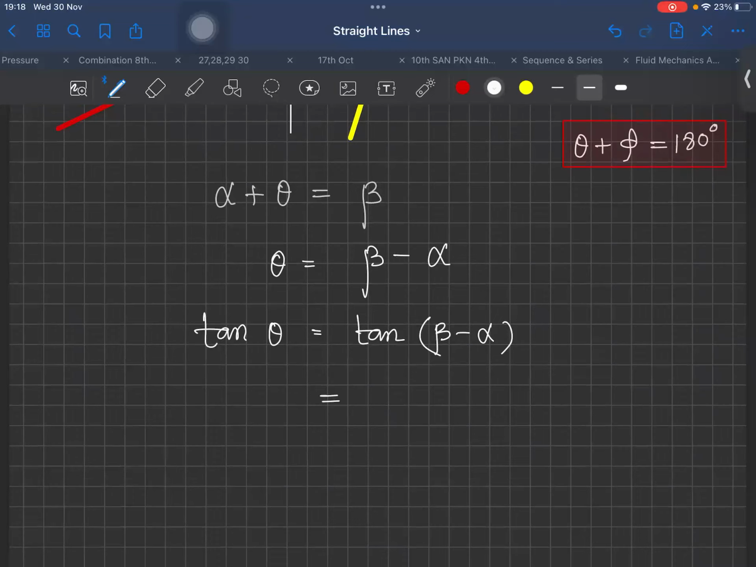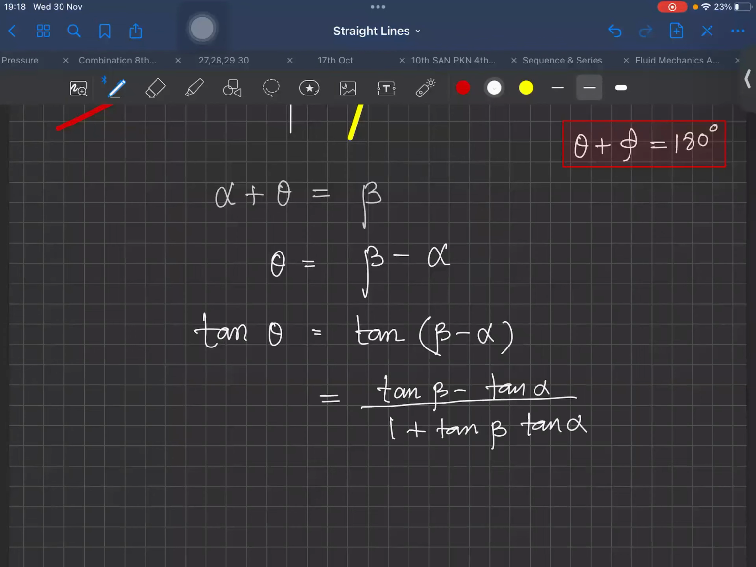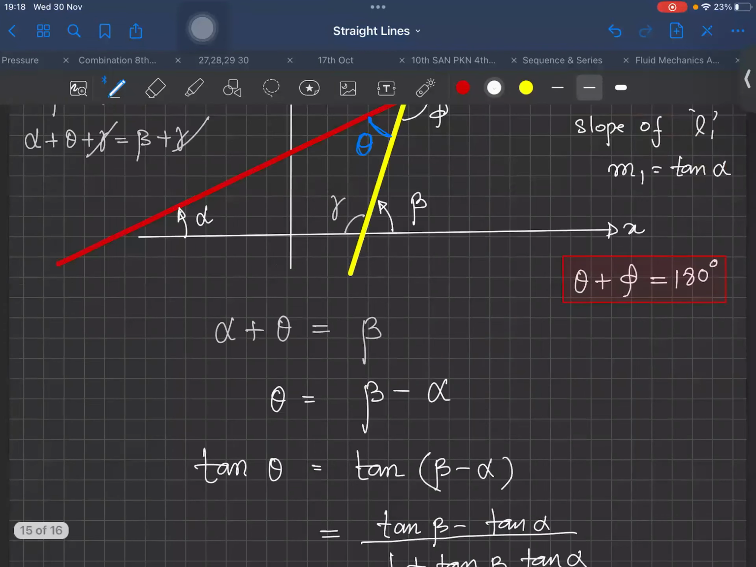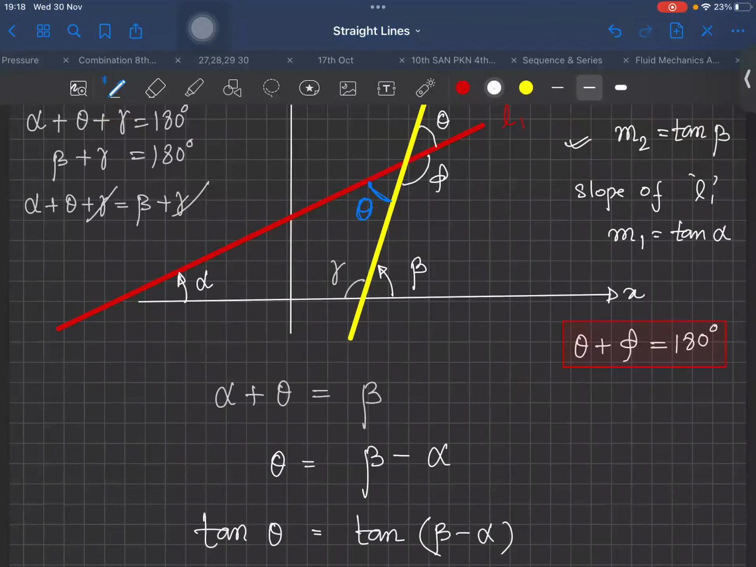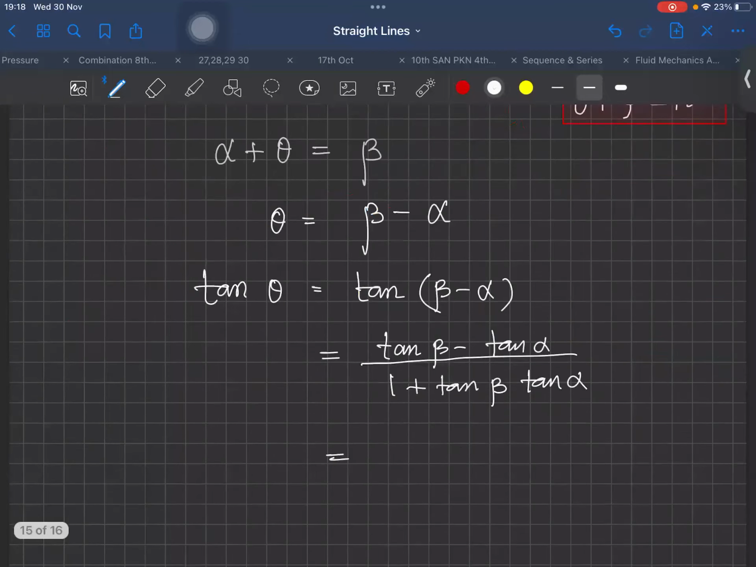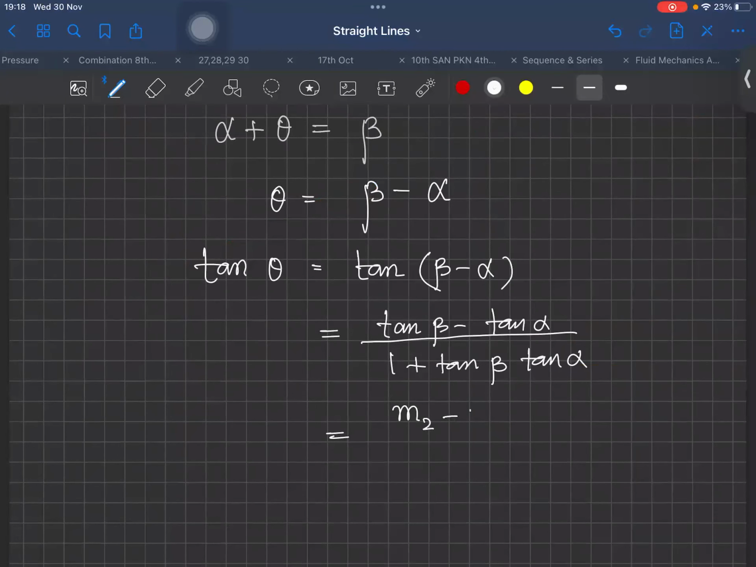Formula: tan(beta minus alpha) equals (tan beta minus tan alpha) by (1 plus tan beta tan alpha). Now, what is tan beta from here? Tan beta is M2. So it is (M2 minus M1) upon (1 plus M1 M2). Can we write it like this?